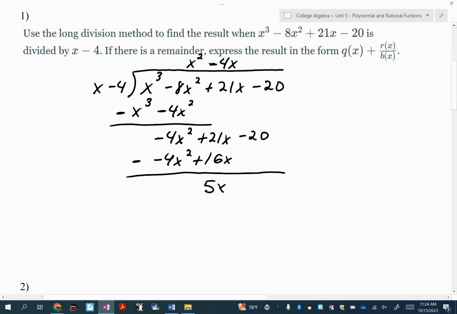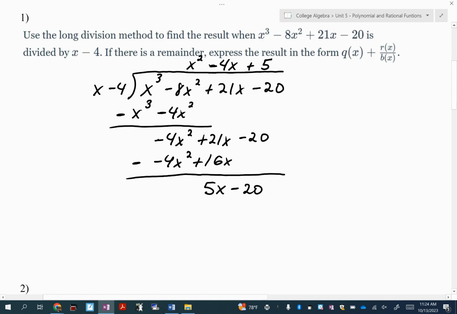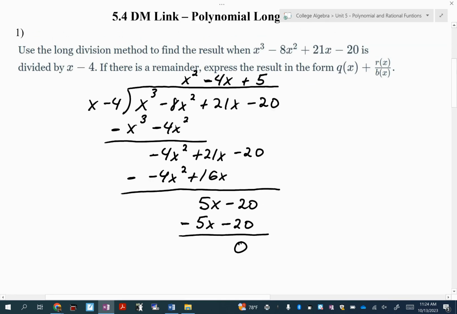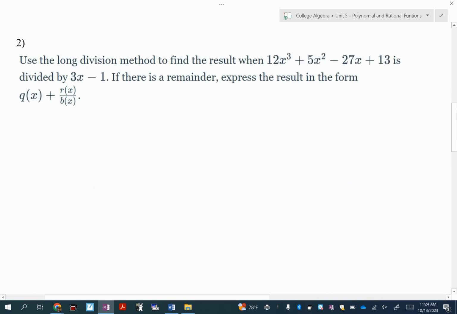This is going to be 5x. Bring down the minus 20. And then I'm going to say plus 5, because 5 times x is 5x, and 5 times negative 4 is negative 20. Now, this one is a little different than the first one we did. When you subtract, you actually get 0. So if there's no remainder, you don't need to write plus 0 over the divisor. You can just leave it as x squared minus 4x plus 5. So in this one, there was no remainder. It was 0.